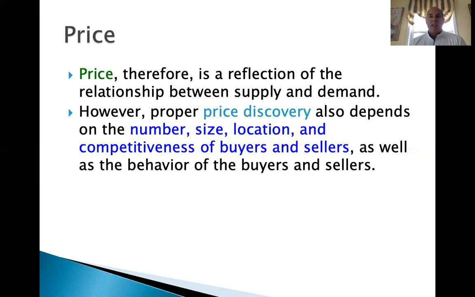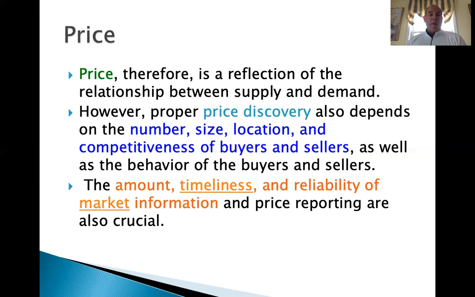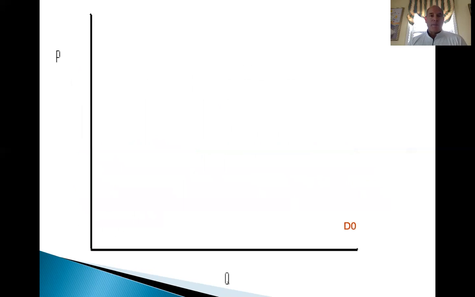If you're the only one making the product, you have a monopoly, you can pretty much control price. And people have been trying to do that for centuries. The closest thing you can get is video games. If you think about video games, we've been paying pretty much the same price for quite a while because of the number, size, location, and competitiveness of the buyers. It's a controlled market. The amount, timeliness, and reliability of market information and price reporting are also crucial. The market will respond, but the information they are getting has to be accurate.